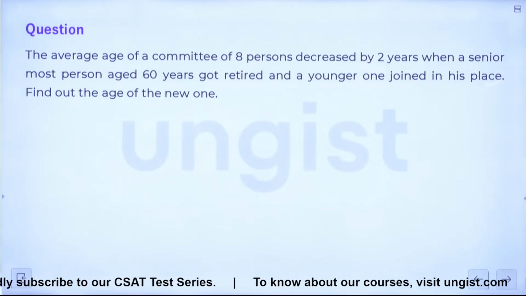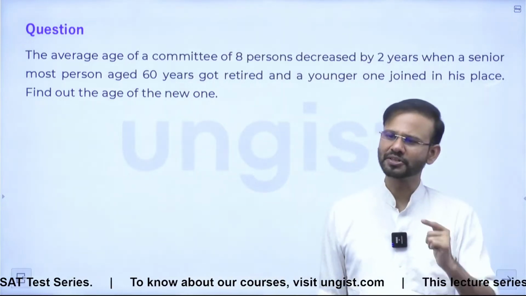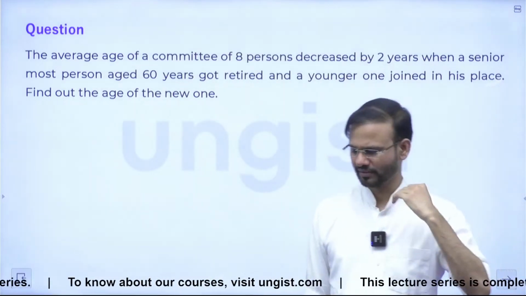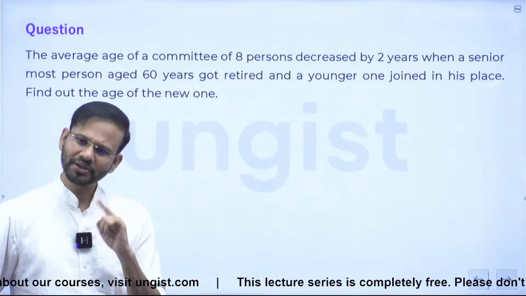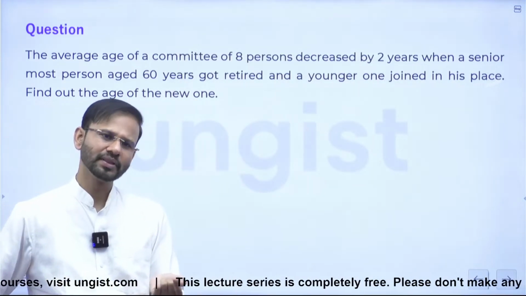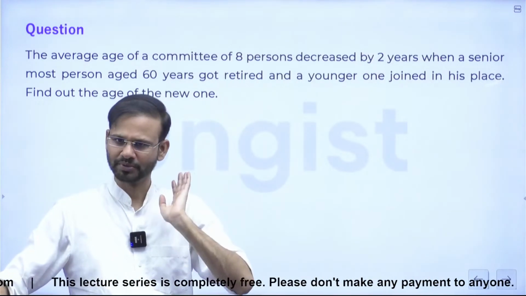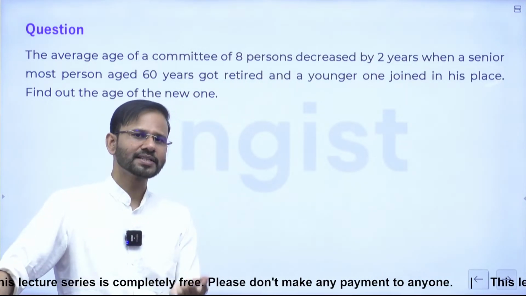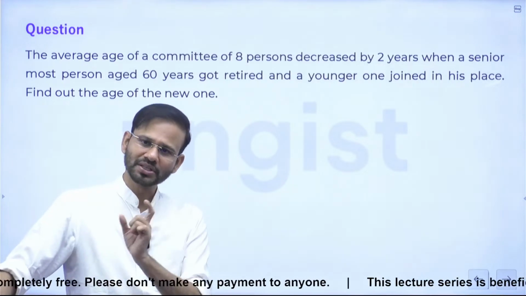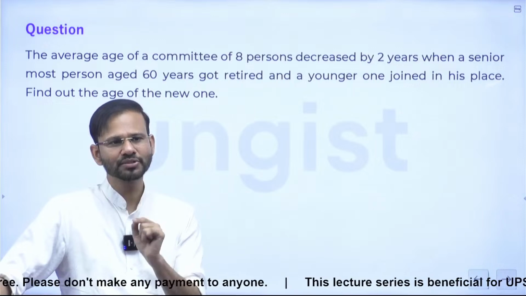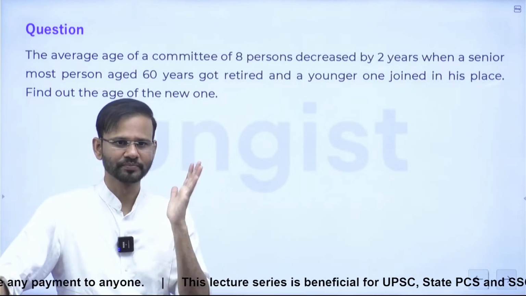What is happening over there? There is a committee of 8 members, right? The senior most person got retired. Let's say he attained the age of 60 years, so he got retired. At the same time, they invited applications, and one new candidate joined the group. But due to this interchange, the average age of the committee decreased by 2 years. यही लिखा हुआ है क्वेश्चन में, right?